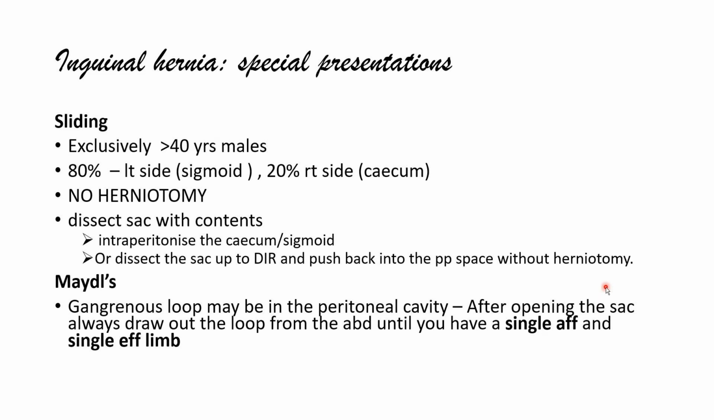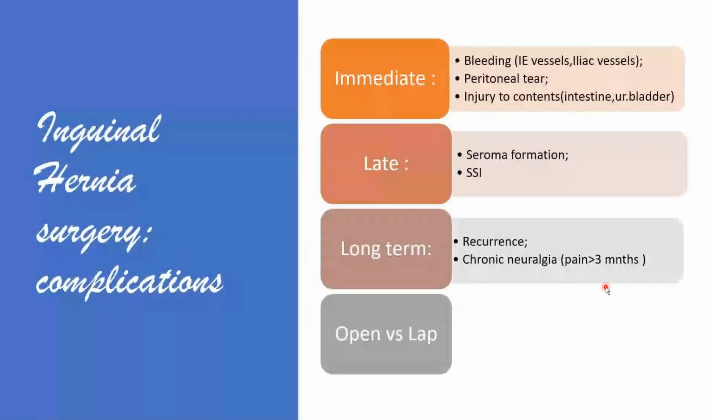In a Maydl's hernia, the gangrenous loop may be in the peritoneal cavity. Remember, this is a W-shaped hernia. So draw the bowel out so that you have only one loop entering and one exiting into the peritoneal cavity. If you have two exiting and two entering, you have got a Maydl's hernia. So remember that. You'll be leaving a gangrenous bowel inside the peritoneal cavity. Please do not do that.